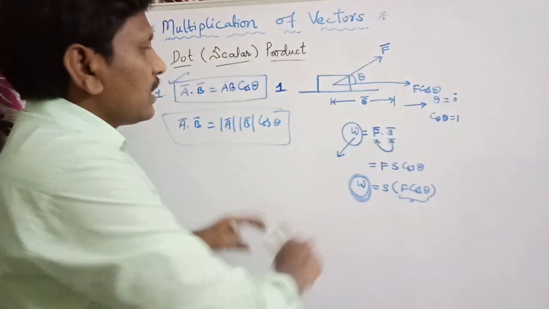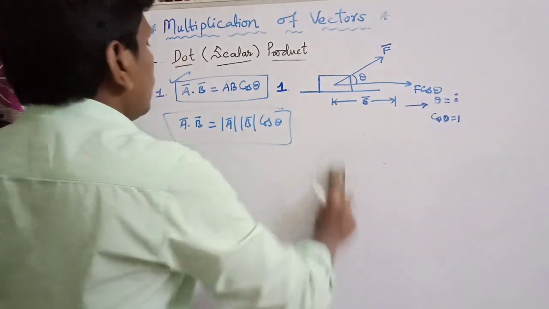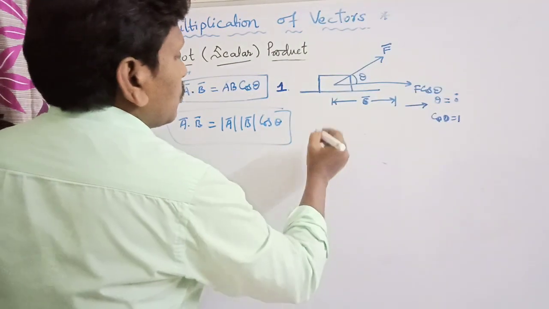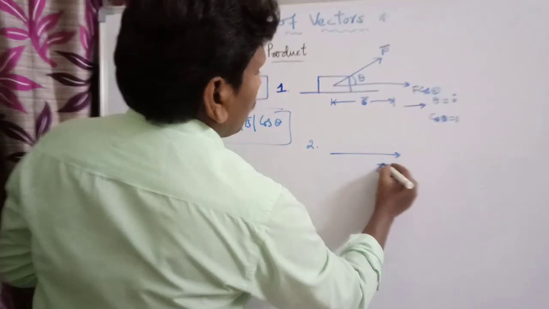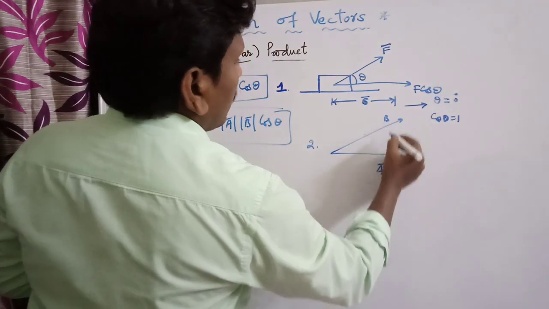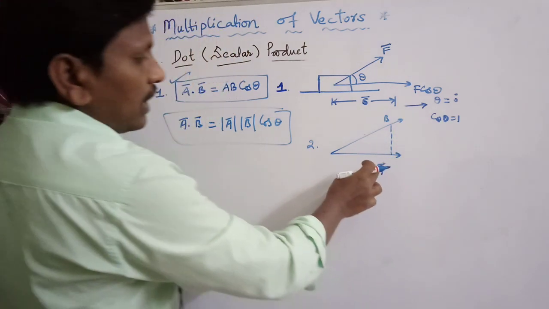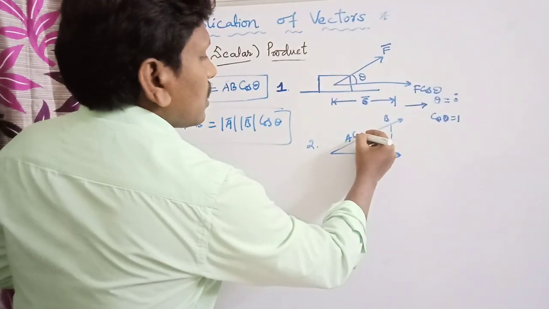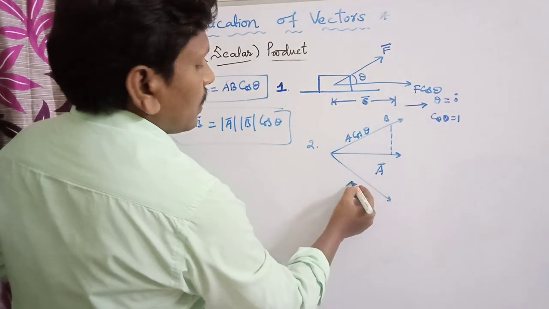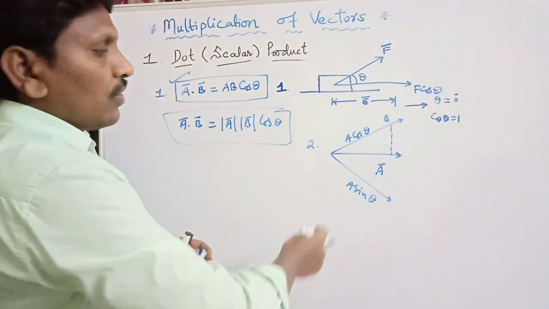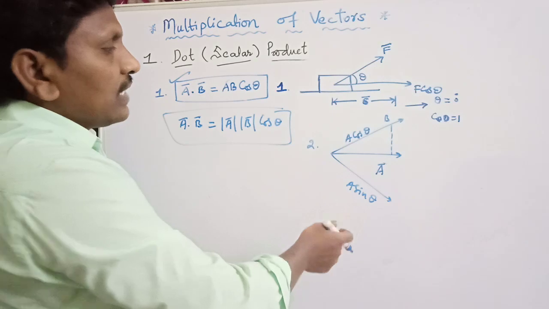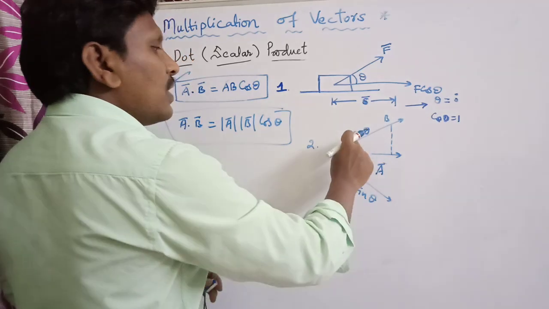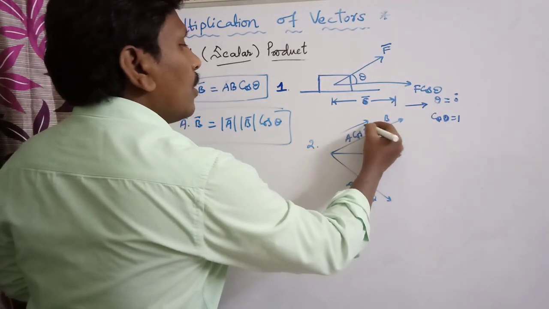In the same way we can simply understand the components of the A bar and components of the B bar, that is diagram 2. Let us consider this is A bar, a vector, and this is B bar, a vector. If A vector is resolved into two components, then this becomes A cos theta and this becomes A sin theta. If the vector is resolved into two components, that is horizontal and vertical, this A cos theta is the component of the A vector along the B vector.